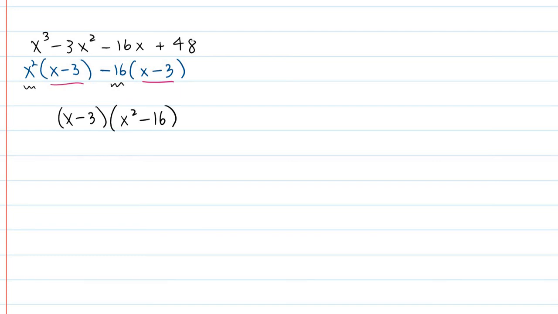Be careful here, though. I'm not done. This binomial is a DOTS, so I need to keep factoring, and I get x minus 3, x minus 4, x plus 4. So that's my fully factored solution. Okay, so that's a recap of polynomial factoring so far.